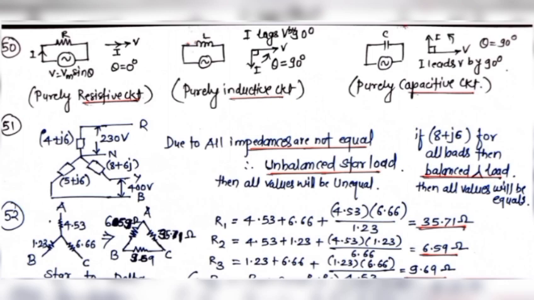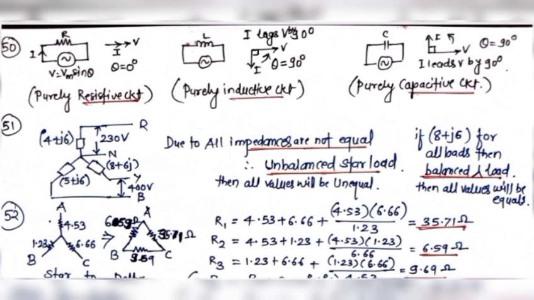These are the circuit diagrams and phasor diagrams for resistive circuits, purely inductive circuits and purely capacitive circuits. In resistive circuits, you can see voltage and current are in phase, and in purely inductive circuits, current is lagging behind by 90 degrees, and in purely capacitive circuits, current leads voltage by 90 degrees.